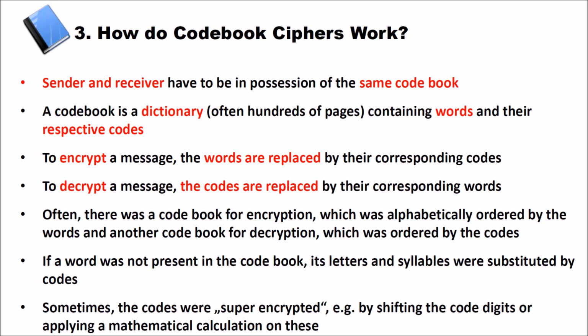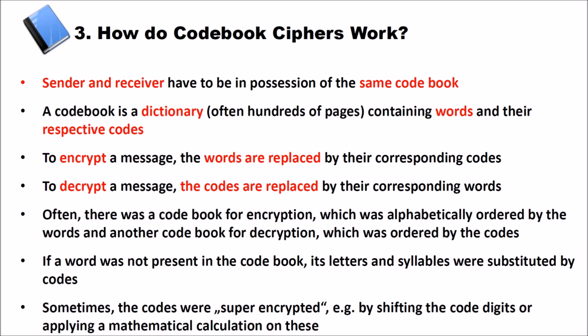And if a word was not present in the codebook, its letters and syllables were substituted by codes also. So they had not only codes for words, they also had codes for single letters and syllables, so that you can send words that are not in the codebook. And sometimes the codes were then super-encrypted, for instance by shifting the code digits or applying a mathematical calculation on these.